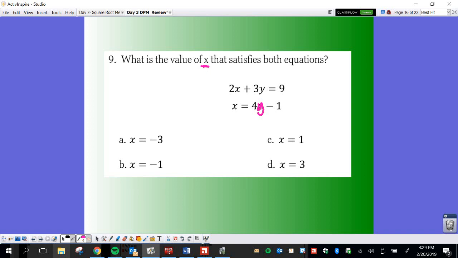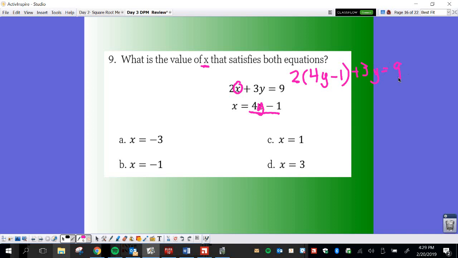All right, so what I'm going to do is use the substitution method, because it's given me this value of x here, which is 4y minus 1, and I'm going to replace this x in this equation with this 4y minus 1. So then I can solve for one variable to determine what the other one is. So when I do that, I get 2, and then again, instead of the x, I'm going to put 4y minus 1, and then plus 3y equals 9.